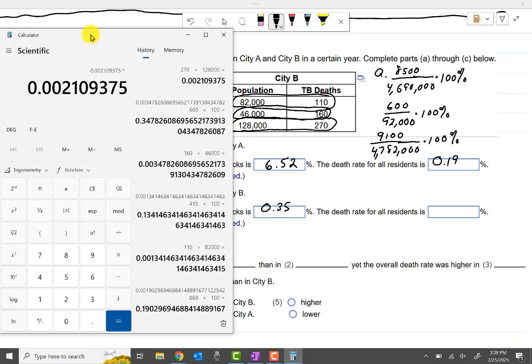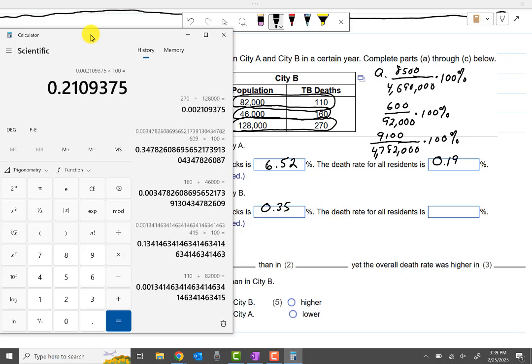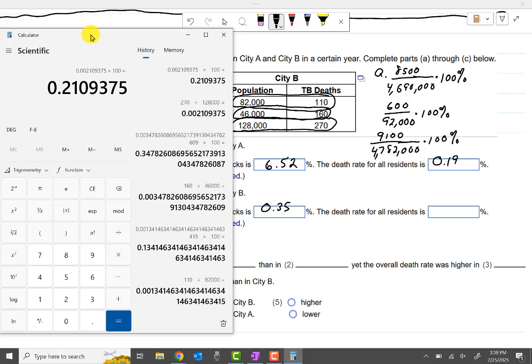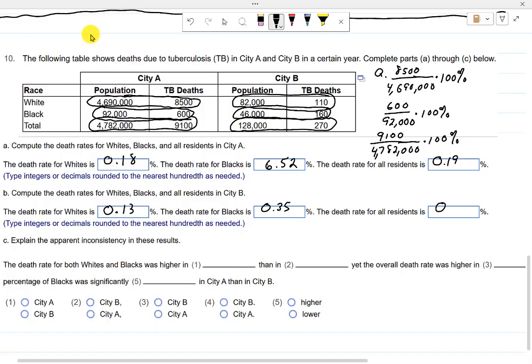Multiply by 100. I did the wrong thing there. Let's see if it fixed it. It did. So 0.21%. Explain the apparent inconsistency in these results.